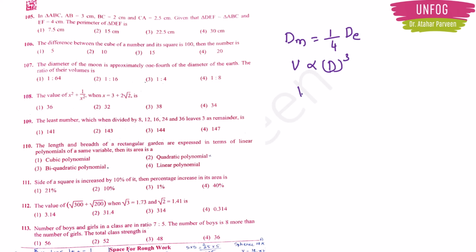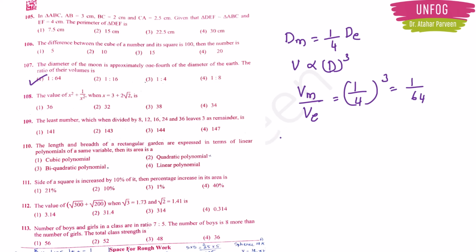So now I have volume of moon by volume of earth is equal to 1/4 times whole cube. So this will give me 1/64. So 1 is to 64. Option 1 should be the correct answer here. Next, question number 108. The value of x square plus 1/x square when x is equal to 3 plus 2 root 2 is. So this is a very common question we have solved in many classes.